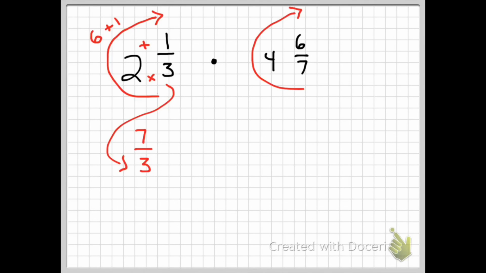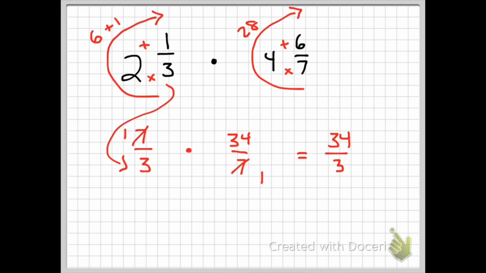We'll do the same thing here. 7 times 4 is 28, plus the 6, which is 34. So we have 34 over 7. All right, now we can go ahead and multiply. So what ends up happening is that we want to see if we can cross cancel, and the 7s, luckily for us, will cancel out and we get 1s. The 3 cannot go into the 34. So we end up getting 34 over 3.